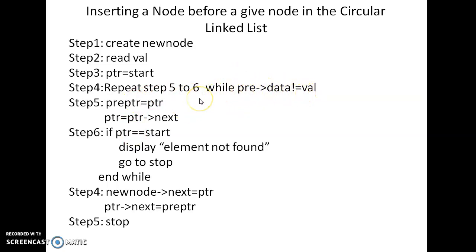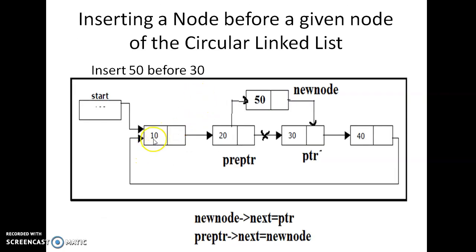As an example, suppose I have started at 10. The value that is needed is 30. Is the PTR of data equal to 30? No, I have to go to the next one. PTR equal to PTR of next. When we are going to the next one, I am making the previous node as pre-PTR.